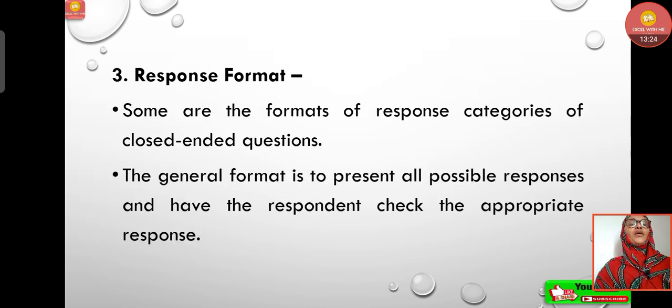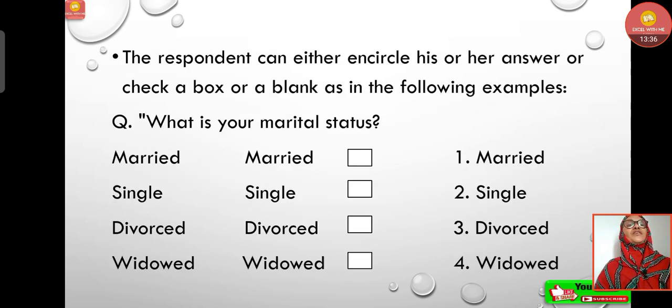Now, response format. Some are the formats of response categories of closed-ended questions here. The general format is to present all possible responses and have the respondent check the appropriate response. Let's see the example. The respondent can either encircle his or her own or check a box or a blank, as in the following examples. What is your marital status here? Responses you have to give in the box here.